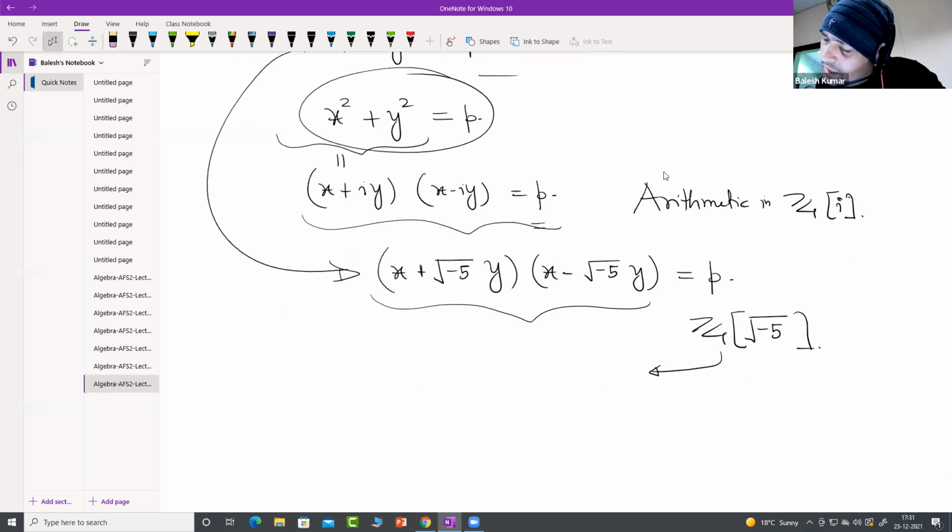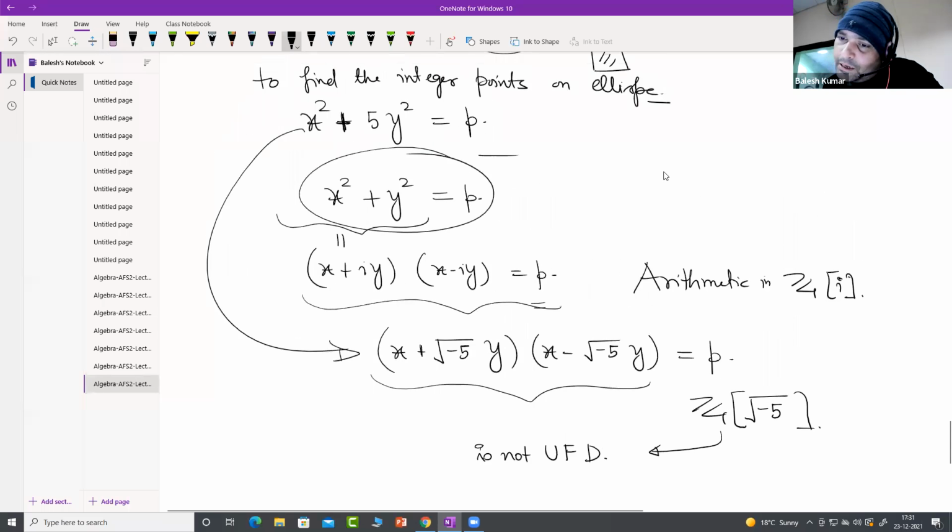So what we saw is that this is not a UFD. So this factorization may not be unique, and one may not be able to precisely handle the integer points on this ellipse. But here this factorization is unique, and one can deal with the properties inside this Z[i], and one can find the integer solutions.